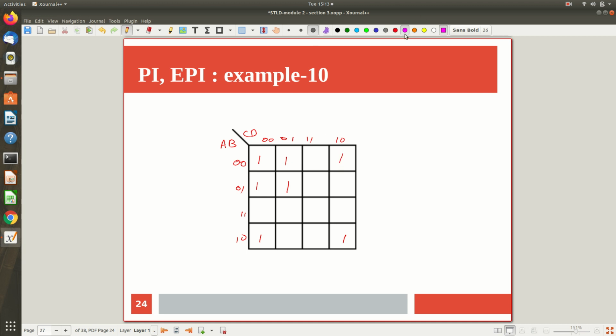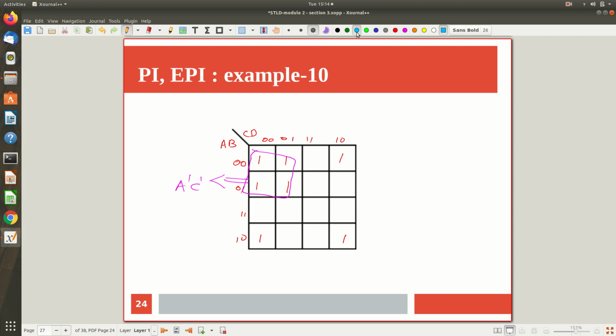So what I am going to do is, as usual, try to form the largest grouping possible. Now the corner ones all together I can cover by this one. Let me use a different color. First let me write this. So what is this? This corresponds to A dash, B vanishes, C dash, A dash C dash, D also vanishes.